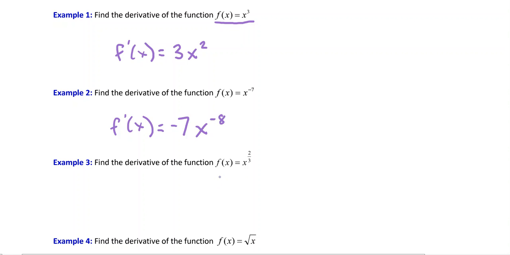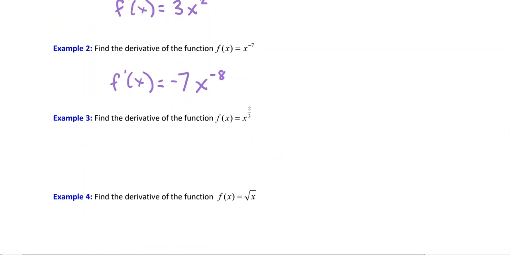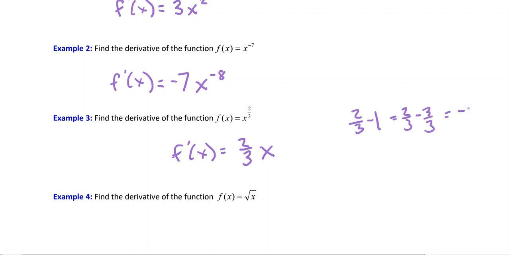Example 3, we now have a rational exponent or a fraction for an exponent. Remember that rational means basically fractions. So the derivative, according to the power rule, we bring the exponent down as a coefficient of the variable, and then we reduce the exponent by 1. So 2/3 minus 1 is 2/3 minus 3/3, which is negative 1/3. So the exponent would be negative 1/3. And for now, we're just going to leave it as a negative exponent.